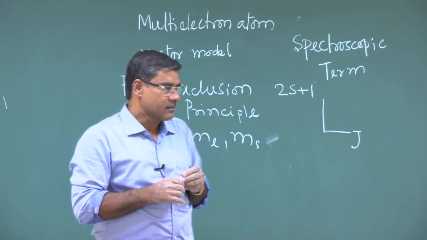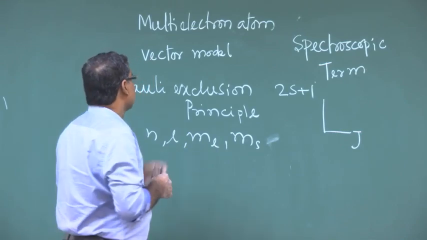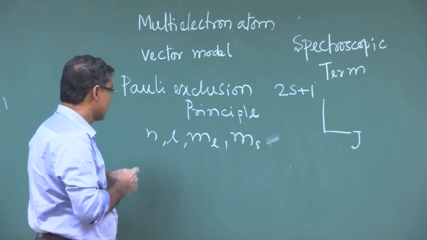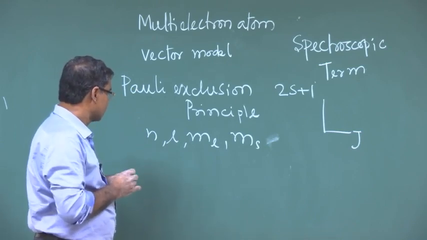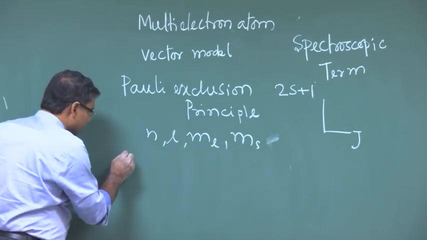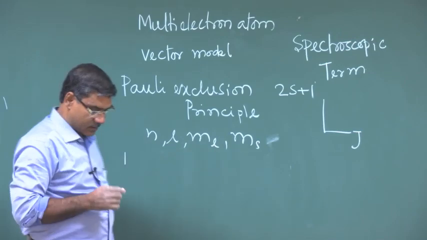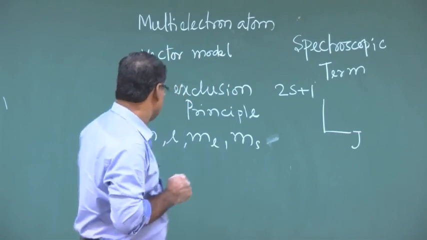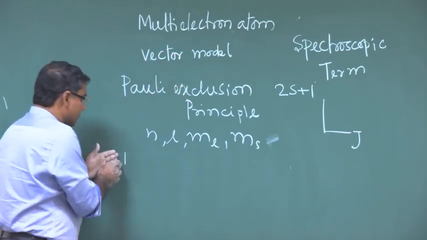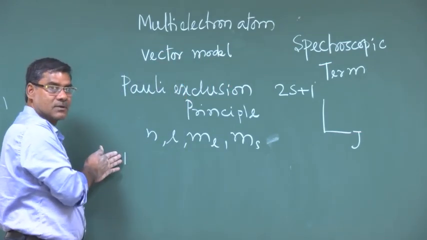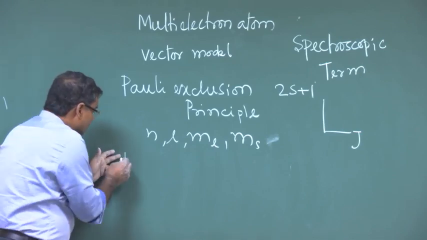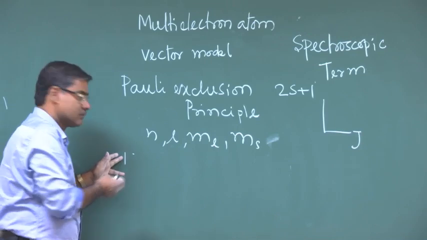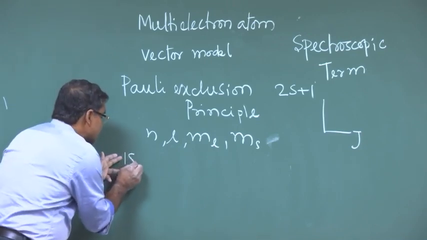Any atom has different orbitals, right. So, we generally write n equal to 1, so I have written 1, and then L equal to 0, so it is S.